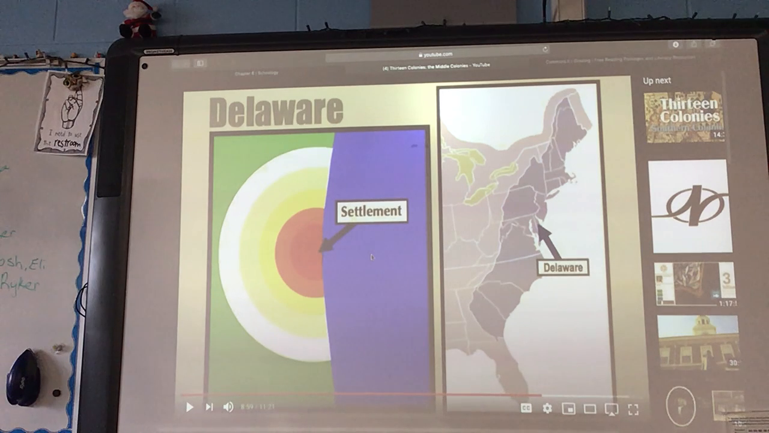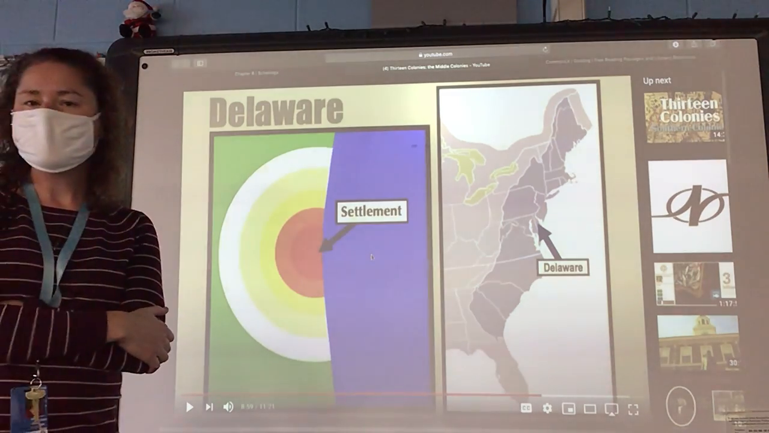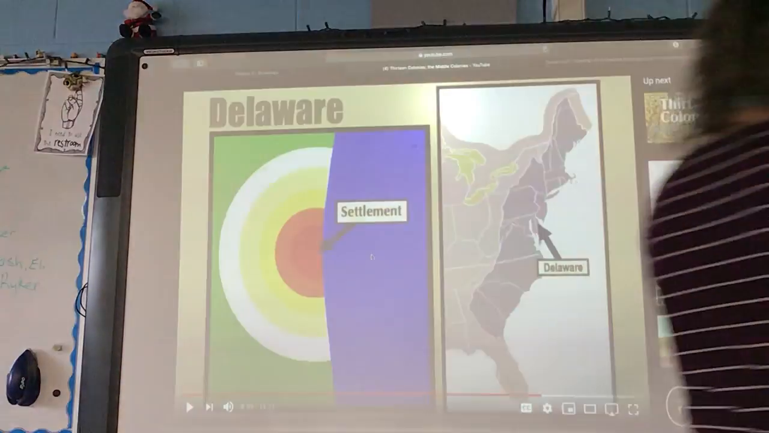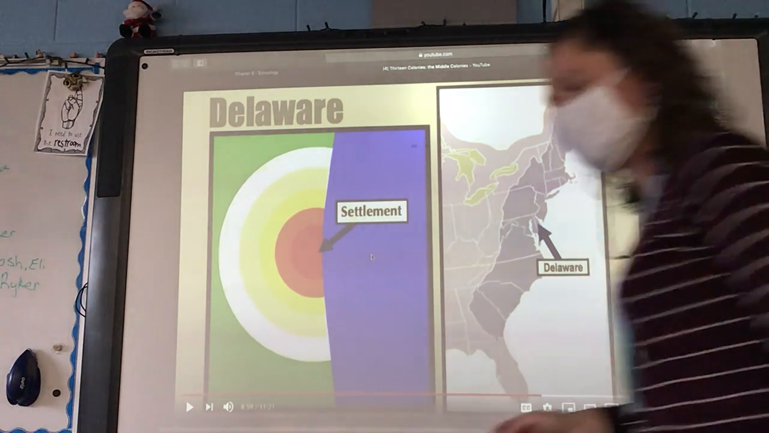Okay, so who founded Delaware? It wasn't a person necessarily. Who was it, Jackson? Right, Swedish settlers. Okay, so it's people that were coming over from Sweden. So Swedish settlers founded Delaware. Okay, and Delaware, they're saying, started like New York and New Jersey.